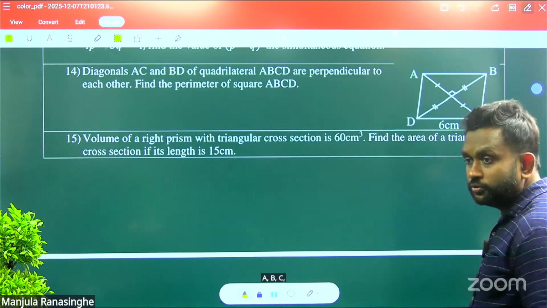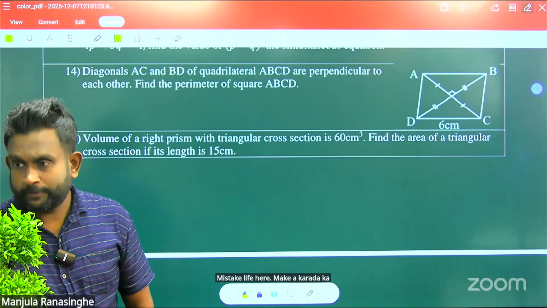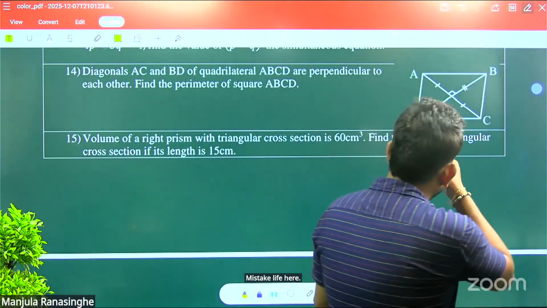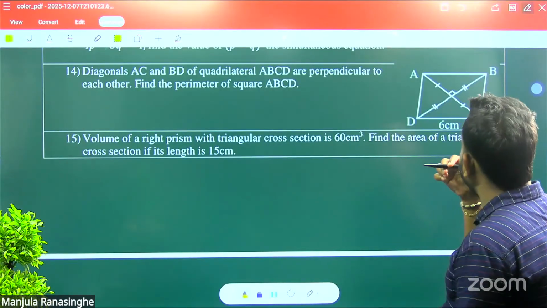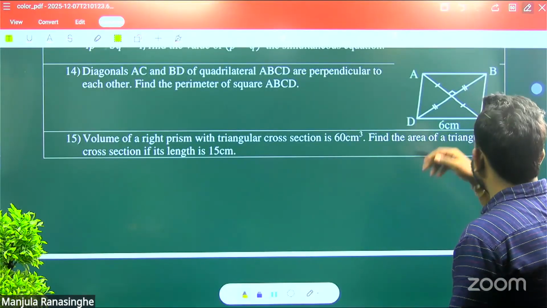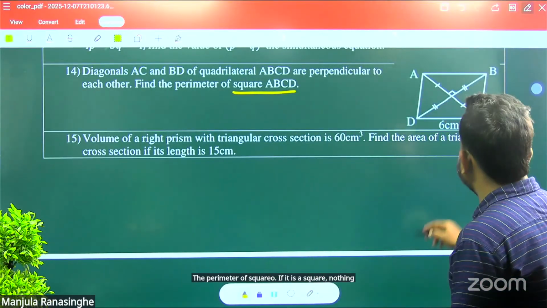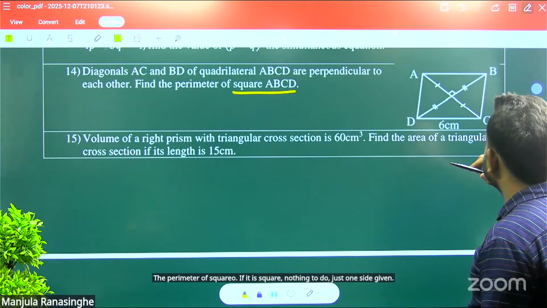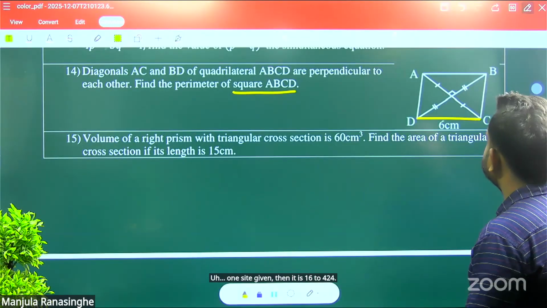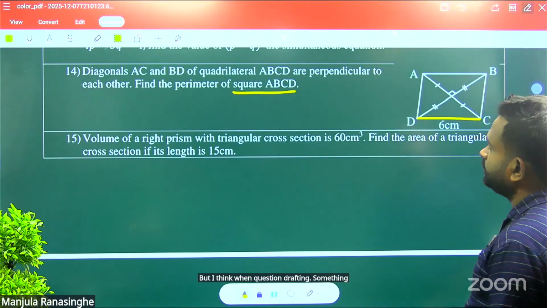Did you do this question? I feel a mistake appears. Find the perimeter of square ABCD. They have used the word square. If it is a square, there is nothing to do, just one side given: 6 into 4, 24. But I think something happened when the question was drafted, or a typesetting issue.